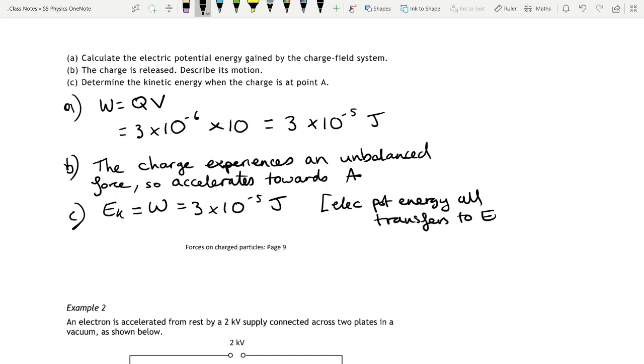Obviously, there probably will be some lost, but it's much less likely for any energy to transfer to heat due to friction in these kinds of situations than there is in something like a rock being dropped and things like that.